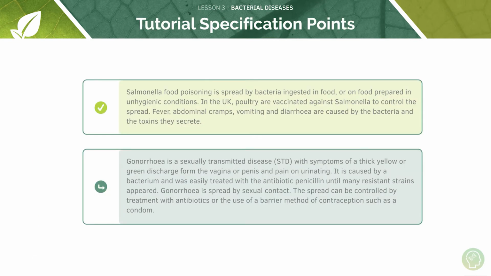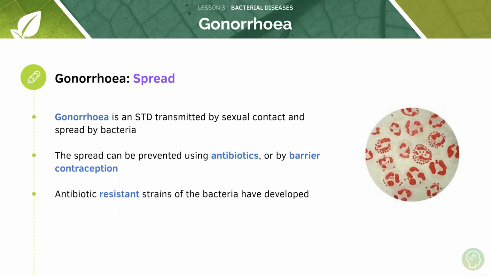Next we're going to contrast this to the bacterial disease Gonorrhoea. First off, Gonorrhoea is an STD, a sexually transmitted disease. It's transmitted by sexual contact, and this causes the spread of bacteria. Contrast this to Salmonella, which we just looked at, which is acquired via food contamination. The spread of gonorrhoea can be prevented using antibiotics, so not a vaccine in this case, note that, or just by using contraception during sex.